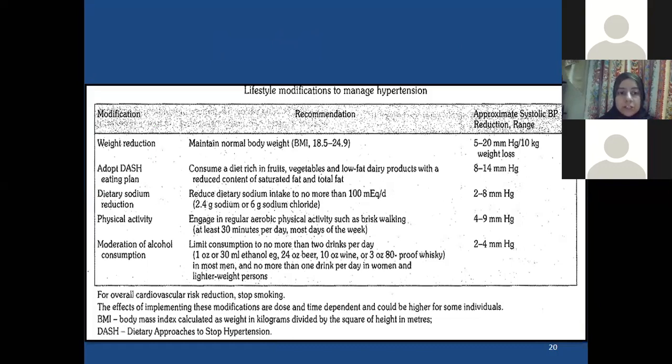Adopt the DASH eating plan. This is Dietary Approaches to Stop Hypertension, in which you consume a diet rich in fruits, vegetables, and low fat dairy products with a reduced content of saturated fat and total fat. Dietary sodium should be reduced to no more than 100 milliequivalents per day. That means 2.4 grams sodium or 6 grams sodium chloride, not more than that. Physical activity: you need to engage in regular aerobic physical activity such as brisk walking at least 30 minutes per day, most days of the week, and moderate consumption of alcohol.